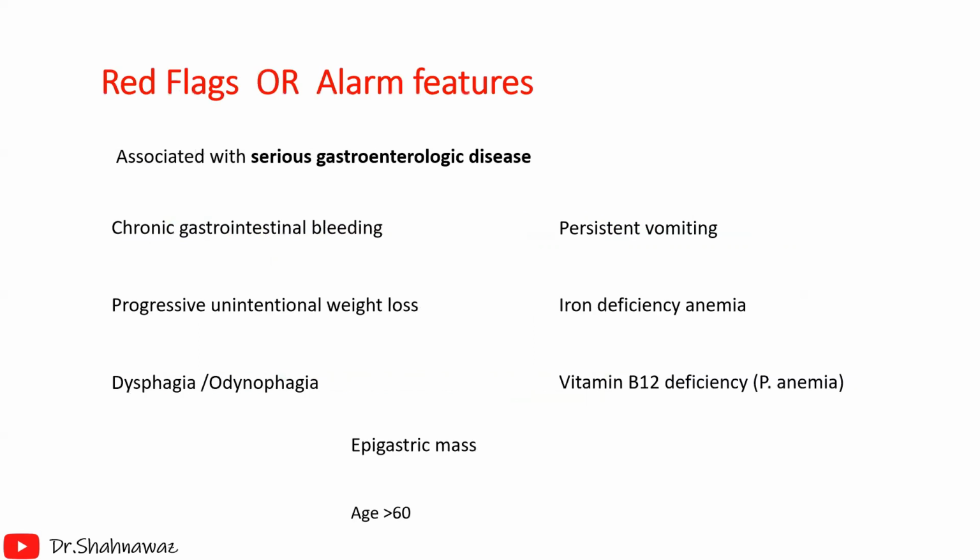And what could be the signs that make us suspect that the patient could have malignancy or other causes? Those are the red flags, and these are associated with serious gastroenterologic diseases. These alarm features could be chronic gastrointestinal bleeding, progressive unintentional weight loss, dysphagia, or pain while swallowing. Persistent vomiting may be present, iron deficiency anemia, or pernicious anemia due to vitamin B12 deficiency, and an epigastric mass like lymphadenopathy or other mass could be present in the epigastric area, or the age could be over 60. All these red flags are very important while we diagnose or approach dyspepsia.